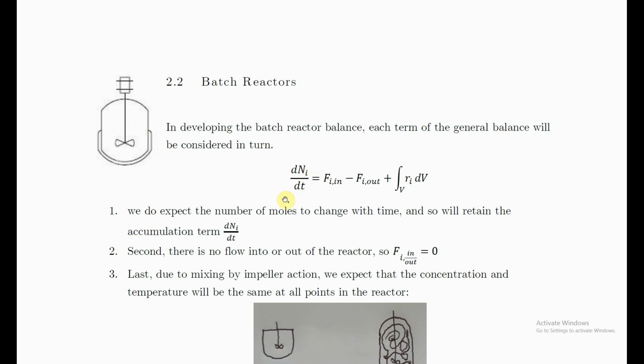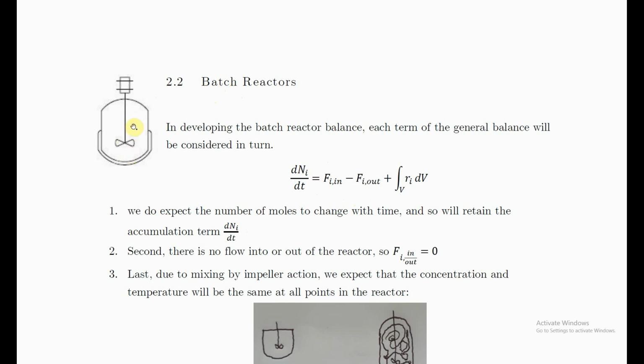So we can't cross this off and say, oh, that's a zero, right? Component I is changing in time, right? That's the purpose of the reactor. We want to convert component I, and so we retain this term as something that's not going to be zero. On the other hand, if we look at the flow terms, we said these were the molar flows into and out of the reactor, and now by definition it's a batch reactor.